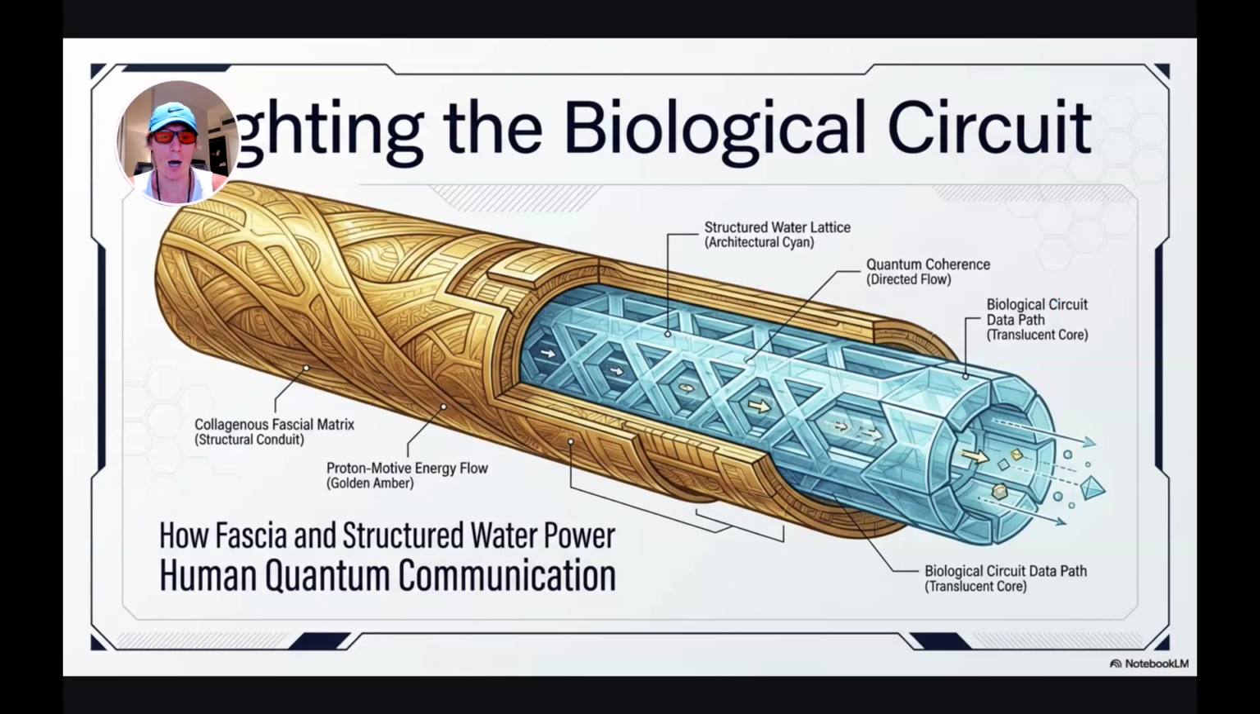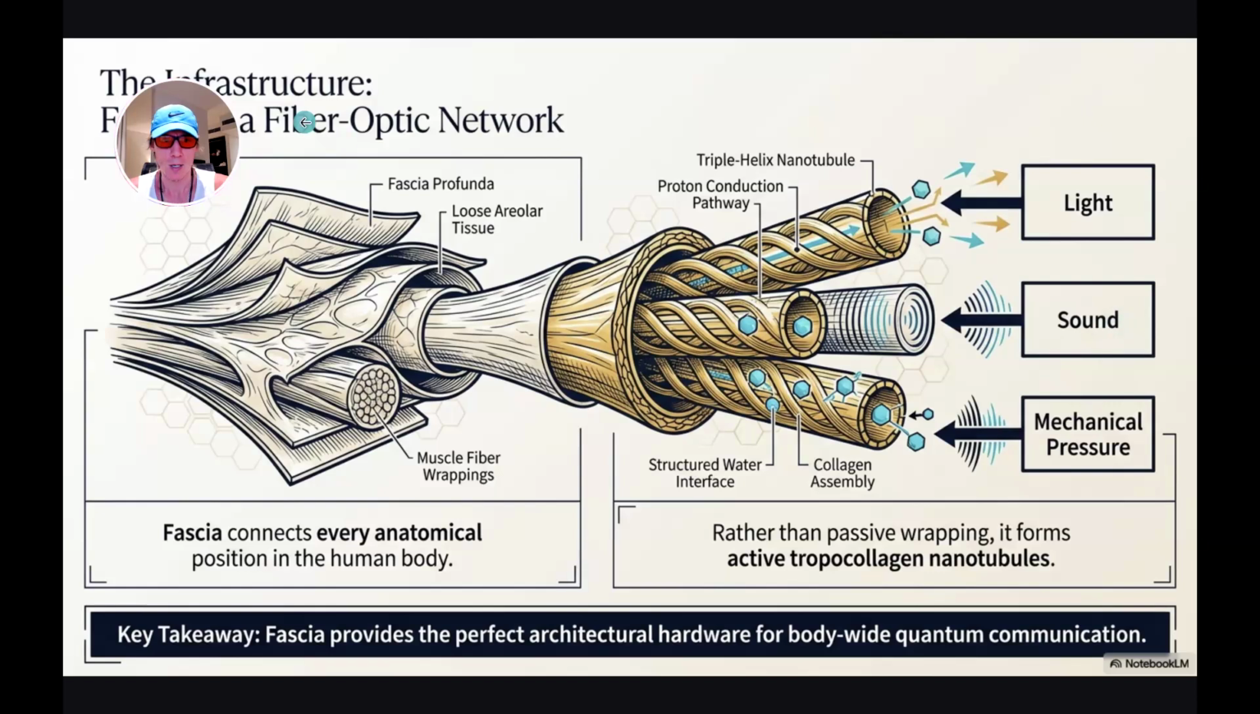Today, let's take a look at how fascia and structured water power human quantum communication. So, the infrastructure: fascia is a fiber optic network. Fascia connects every anatomical position in the human body. Rather than passive wrapping, it forms active tropocollagen nanotubules.